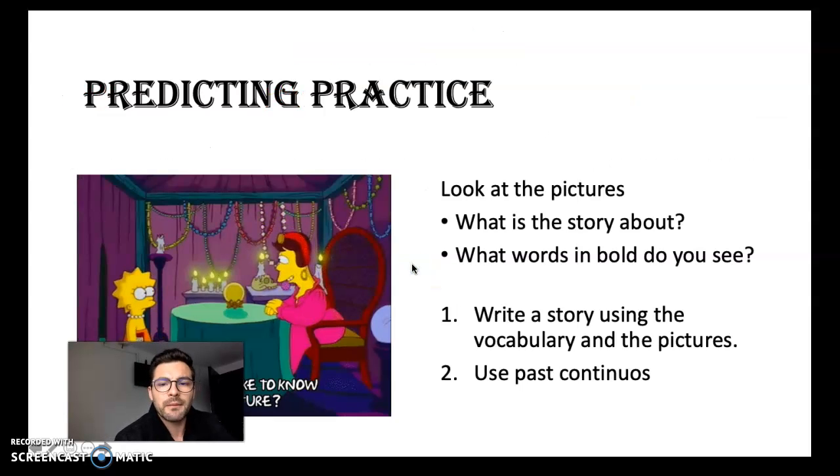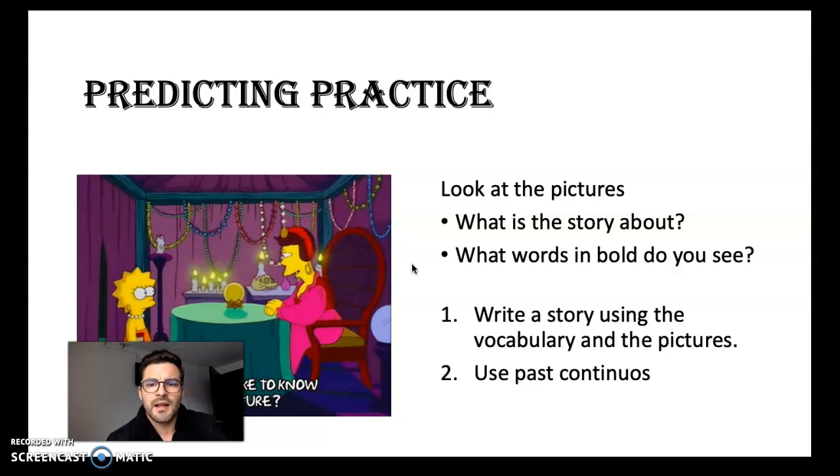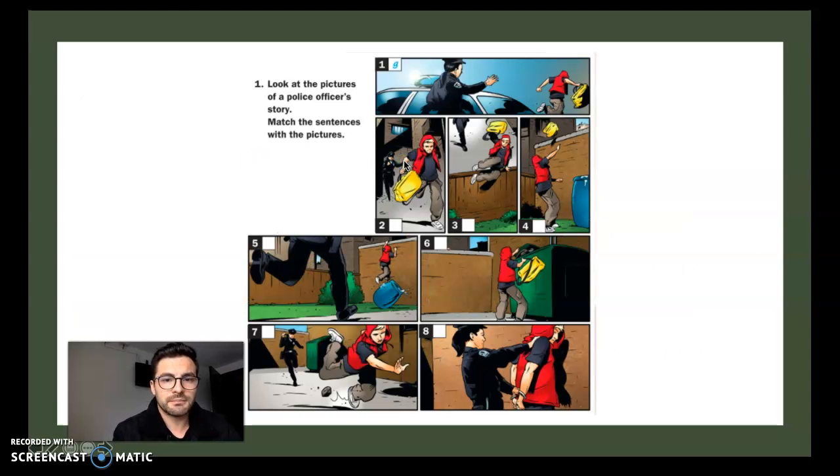Let's practice and let's make predictions. So, can you please look at these pictures and answer what's the story about? Look at the picture and answer these questions. What's the story about? What words in bold do you see? And after that, you are going to write a story using the vocabulary that you consider from the pictures, and you are going to use past continuous. Okay? Let's go. Let's do it.